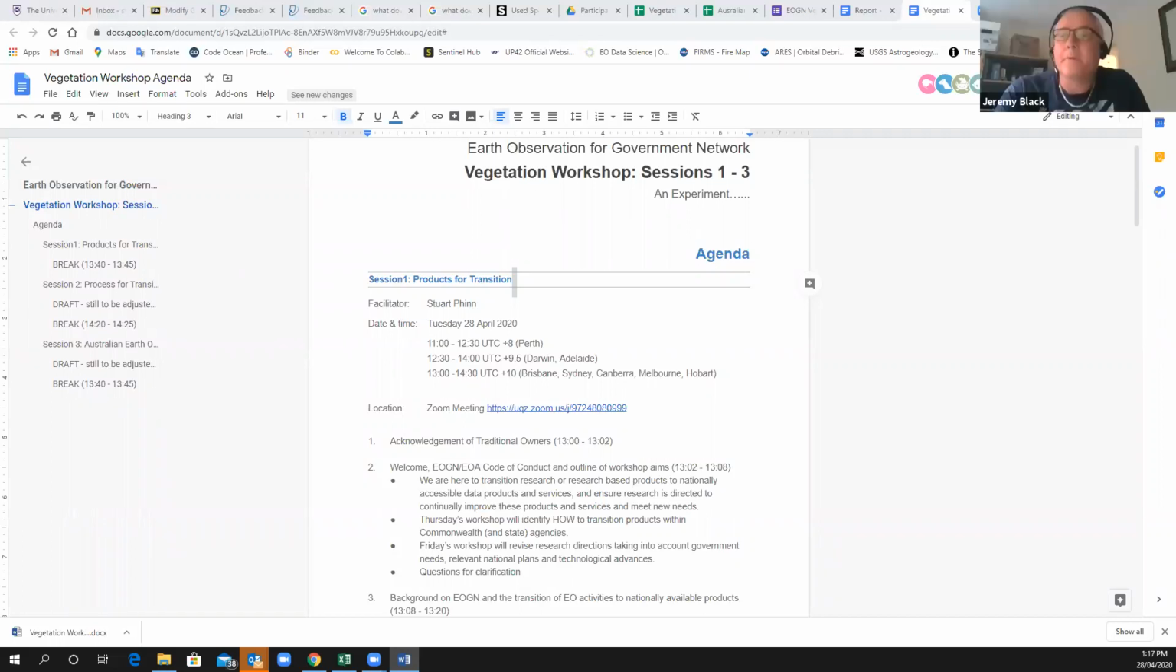Hi there, Jeremy Black. I'm the Director of Remote Sensing and Landscape Science in the Department of Planning, Industry and Environment in New South Wales. My part of the organisation looks after vegetation type mapping, vegetation regulation and clearing monitoring. Thanks, Jeremy. And have I missed any?